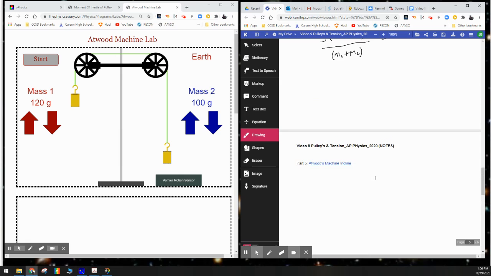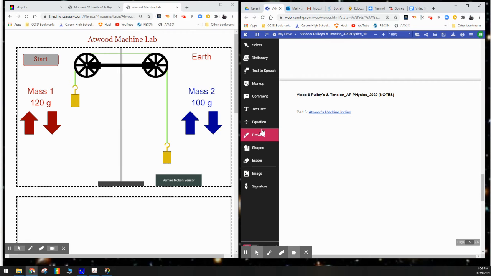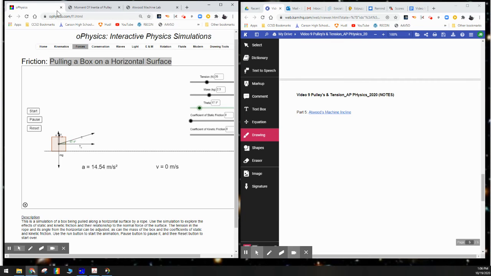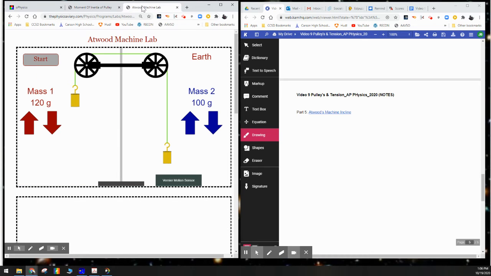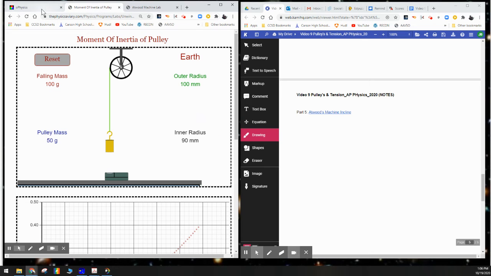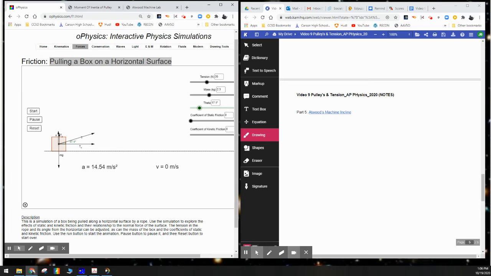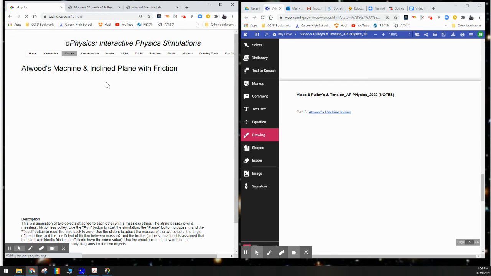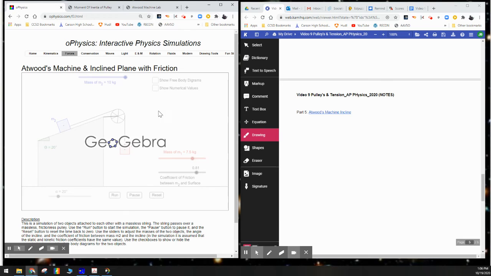Here's part 5, the Atwood's machine on an incline. So let's take a look at this, and where can we find that? Let me see where that is. Let's hang loose real quick and let me see if I can get that. I think it's on O Physics here. Okay, Atwood's machine on an incline. Here we go. Click on that, and let's see what comes up.